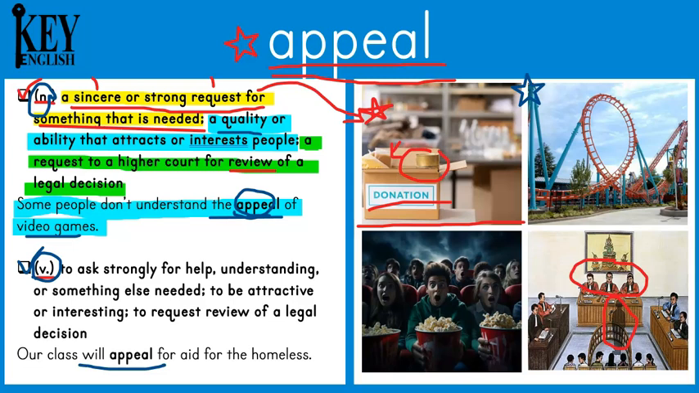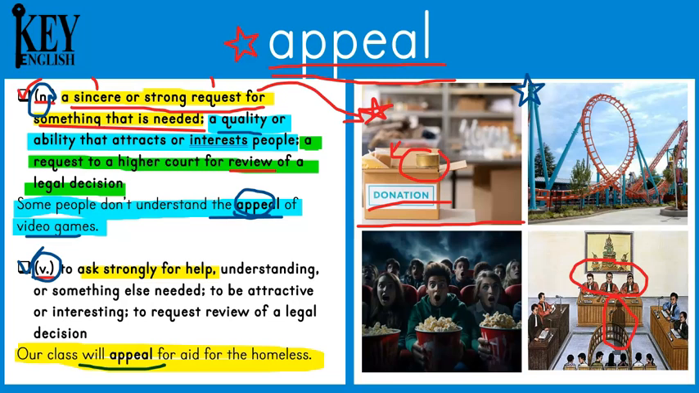So remember, appeal can be to ask strongly for help. So you're requesting help. And that's what this example sentence is talking about here. Our class will appeal, or they will ask for help so that we can aid the homeless.